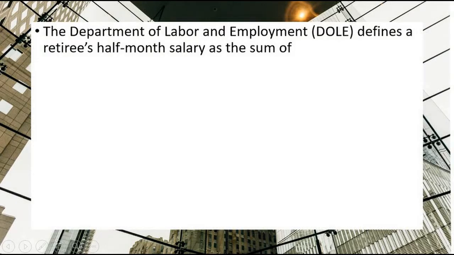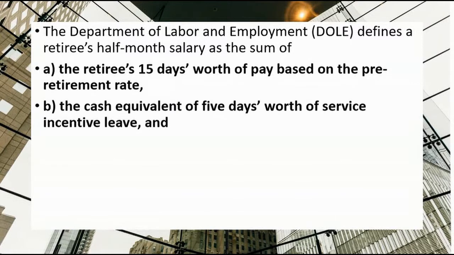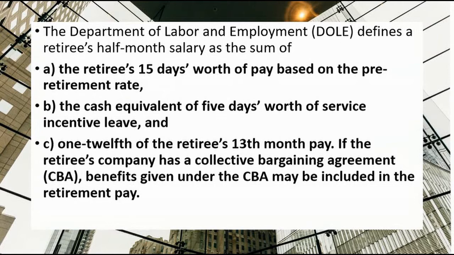The Department of Labor and Employment, or DOLE, defines a retiree's half-month salary as the sum of A. The retiree's 15 days worth of pay based on the pre-retirement rate. B. The cash equivalent of 5 days worth of service incentive leave, and C. 1/12 of the retiree's 13th month pay. If the retiree's company has a collective bargaining agreement or CBA, benefits under the CBA may be included in the retirement pay.